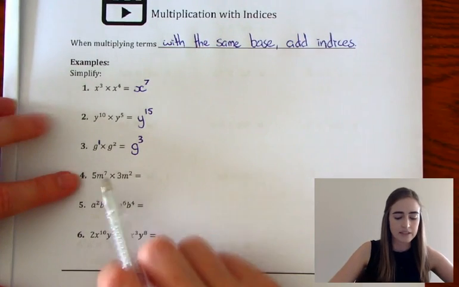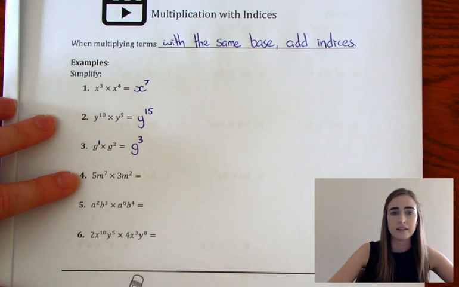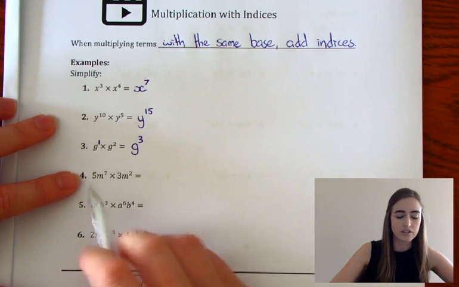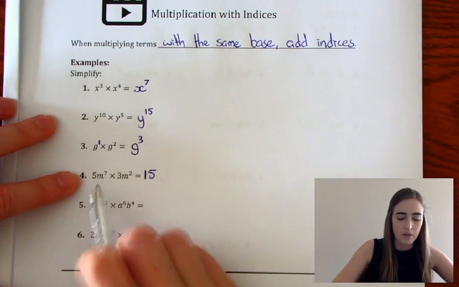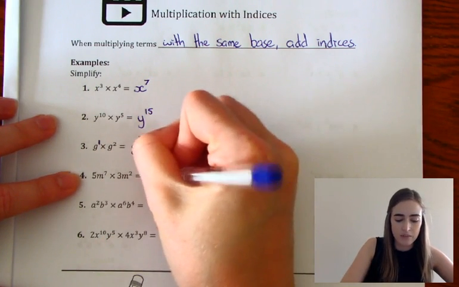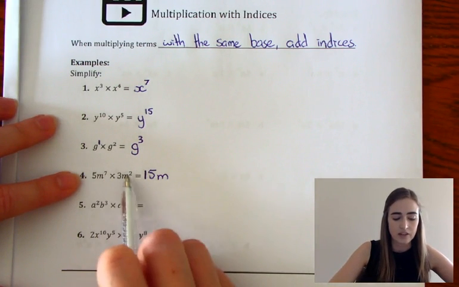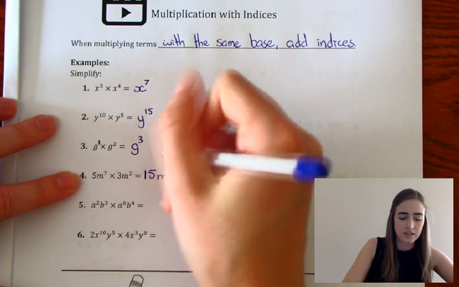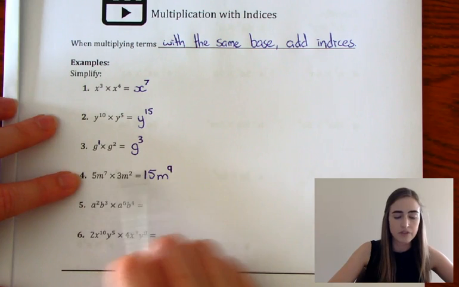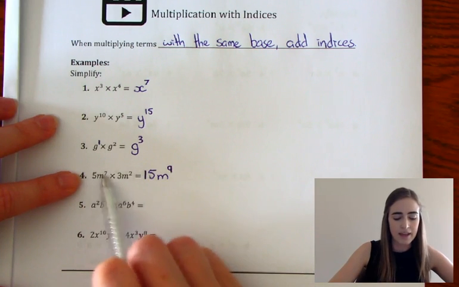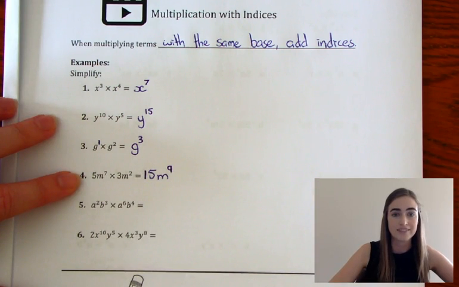All right, this next one, we've got 5m to the power of 7 times 3m squared. So we're going to multiply the numbers together first. So 5 times 3 is 15. Then we've got our m's. So we'll write our m and then we can figure out what our power is going to be. So we've got a 7 and a 2. So we're going to add those together and we'll end up with 9. So we've multiplied our numbers first to get 15. Then we're multiplying our m's together. And when we do that, we add our powers to get m to the power of 9.